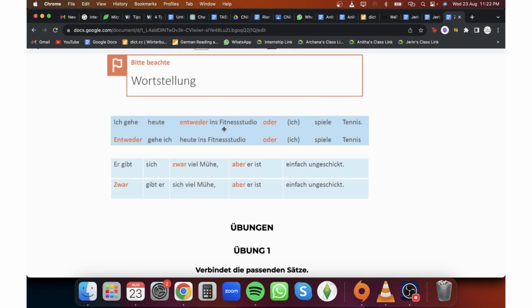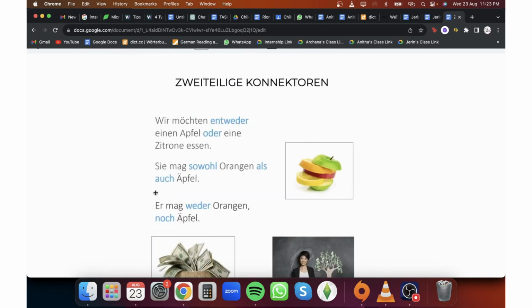So, ich gehe heute entweder ins Fitnessstudio oder ich spiele Tennis. Entweder gehe ich heute ins Fitnessstudio oder spiele Tennis. Oder ich spiele Tennis. You have two options. See how gehe remains at the second position only. Entweder changes its position from the first to middle. Same thing with zwar. Gibt will remain second only. Gibt sich zwar viel Mühe, aber ist einfach ungeschickt. Zwar gibt sich viel Mühe, aber ist einfach ungeschickt. So, gibt remains second. These are your zweiteilige Konnektoren.